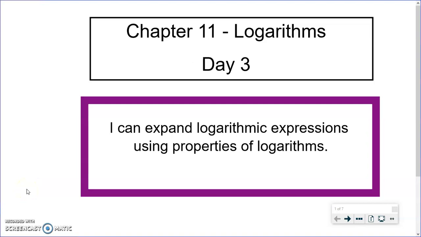We are on day 3 of logarithms. Your learning target today: I can expand logarithmic expressions using properties of logarithms. We've got quite a few things to just review before we start.